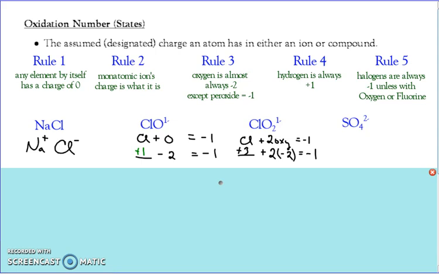The sulfate anion has a charge of negative 2. So we have a sulfur being added to 4 oxygens. Again, oxygen is almost always a negative 2. So 4 times a negative 2 is negative 8. We have to maintain a negative 2 charge. So in this case, sulfur has to be a positive 6. So those are the oxidation numbers of different elements inside a compound or a polyatomic ion.